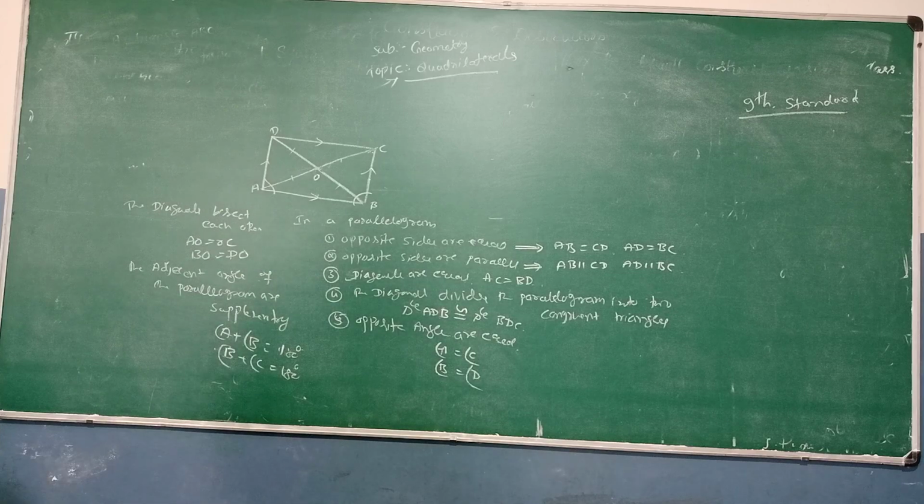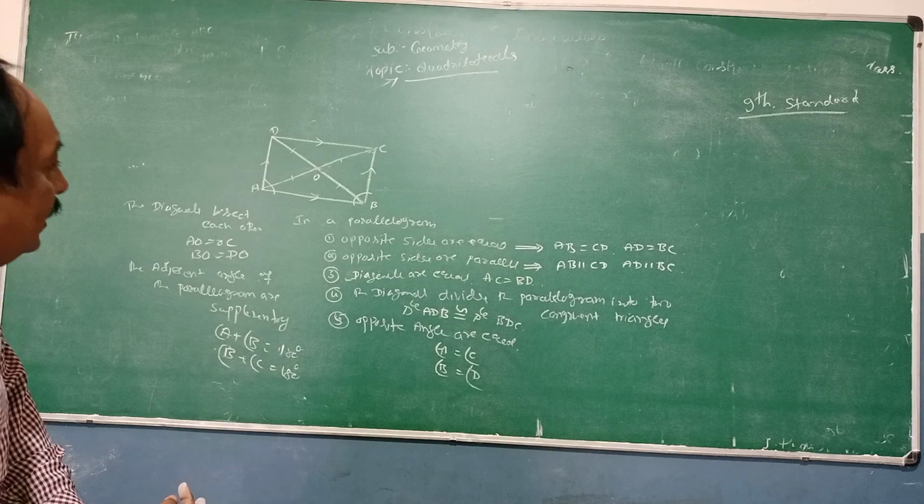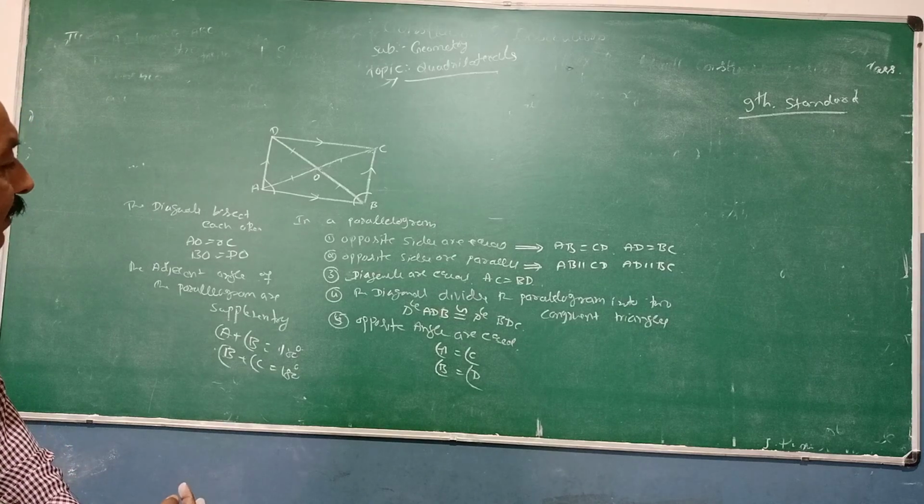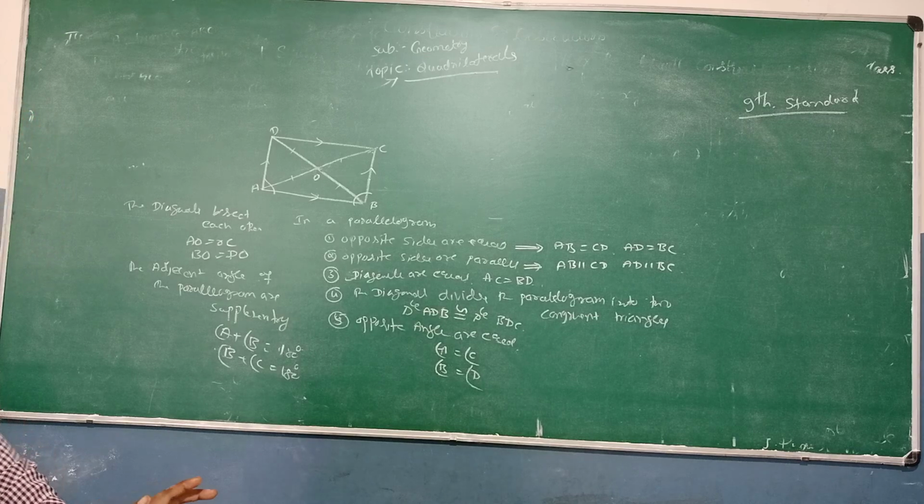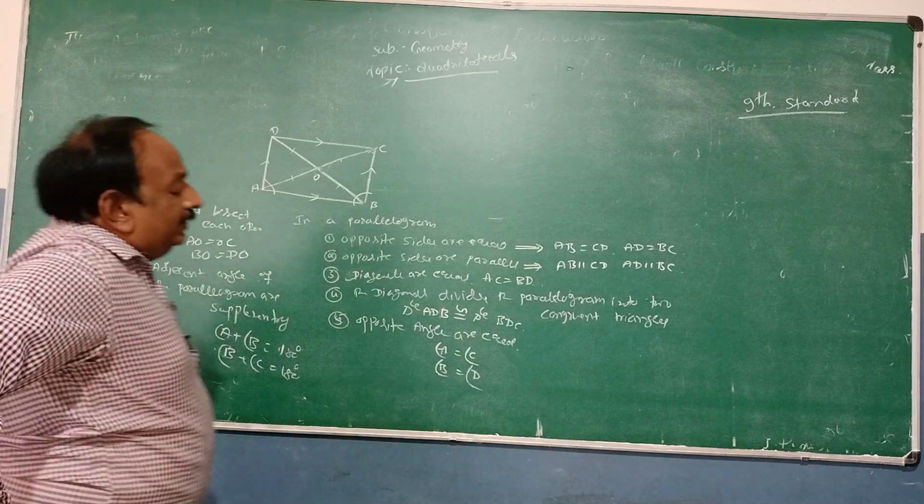In a parallelogram, opposite sides are equal, opposite sides are parallel, diagonals are equal. The diagonal divides the parallelogram into two congruent triangles: triangle ADB is congruent to triangle BDC. Opposite angles are equal: angle A is equal to angle C, angle B is equal to angle D. The diagonals bisect each other: AO is equal to OC, BO is equal to DO. Adjacent angles of the parallelogram are supplementary: angle A plus angle B is 180 degrees, angle B plus angle C is 180 degrees.